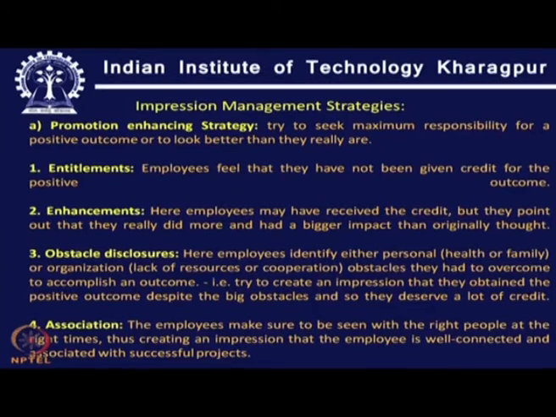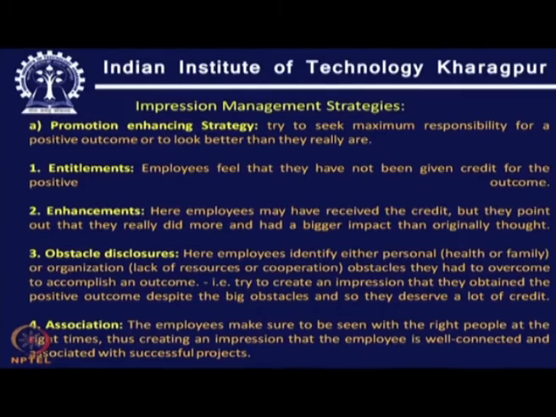Here the employees try to point out that they really did more and had a bigger impact than was originally thought, and they have not received their due credit. In obstacle disclosures, people try to identify personal health or family issues, or organizational issues like lack of resources and cooperation, which were obstacles in the way of achieving certain outcomes.